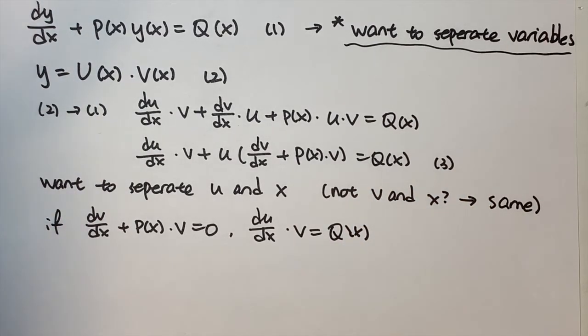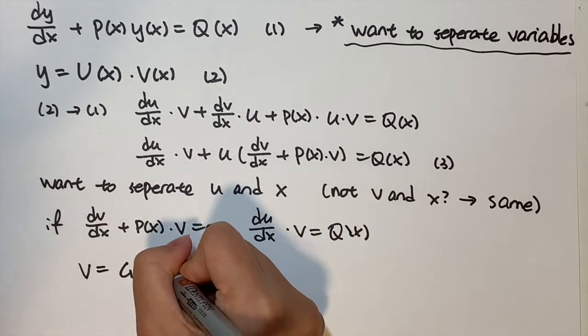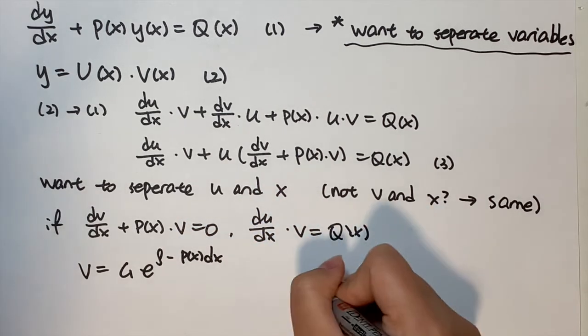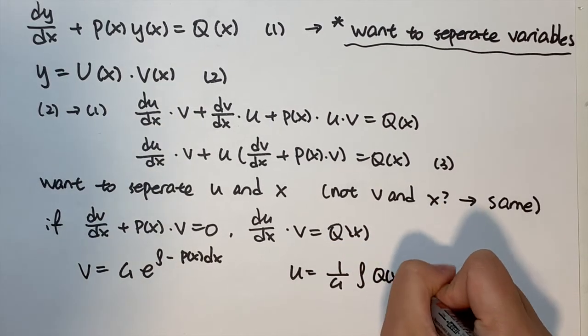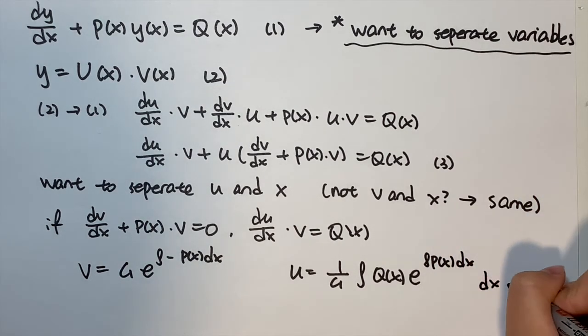From the left assumption, we can get a v function that follows the change of p(x), and from the right equation, we can get a u function by integrating it. Since we have both u and v in terms of p(x) and q(x), y is found. Working this way, we essentially get v equals c1, which is an integrating constant, times e to the power of integral of minus p(x) dx, and u equals 1 over c1 times the integral of q(x) times e to the power of integral of p(x) dx, plus c2.